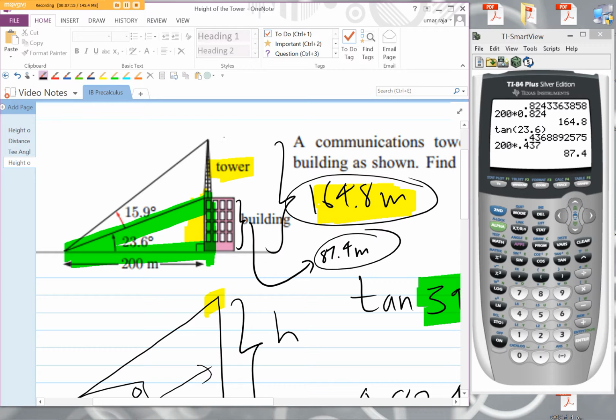you can solve for the remaining height, which is the height of the tower, by subtracting 87.4 from the 164.8, and that's the answer that you're looking for. So let's put that in the calculator. 164.8 minus 87.4. Press the enter key and you get 77.4.